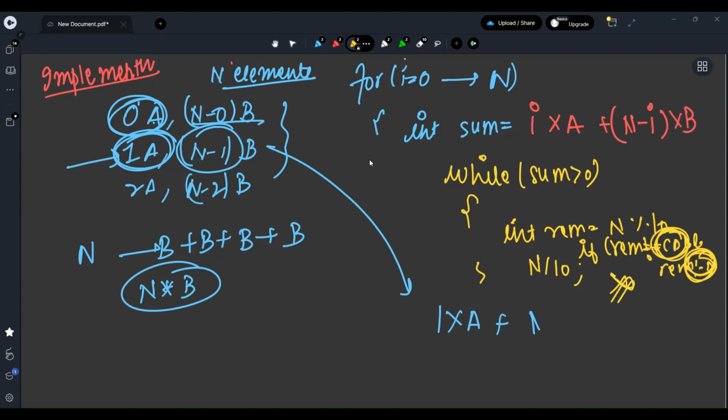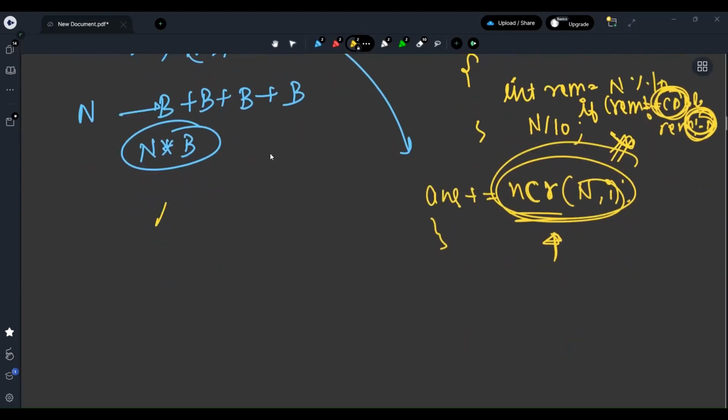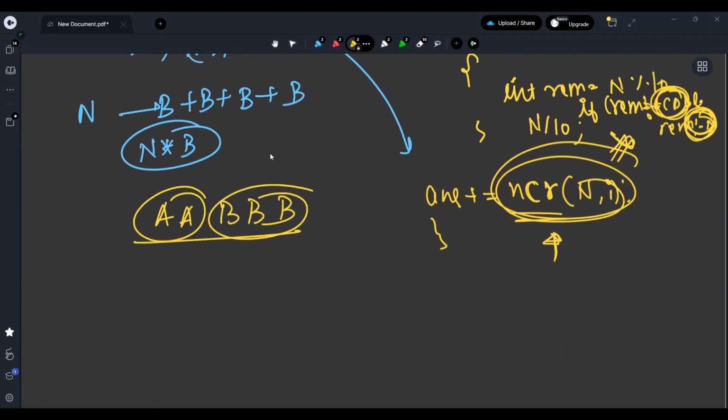If it is good, then what will I do? I have to get the permutations. Now, how to get the permutations? Answer plus equals, let's say I have an NCR function which gives me the permutations. Now, our main task is to generate the NCR function. What is the NCR function? As I said, let's say I have A, B, B, B. With 5 elements, it is 5 factorial upon 2 factorial upon 3 factorial.